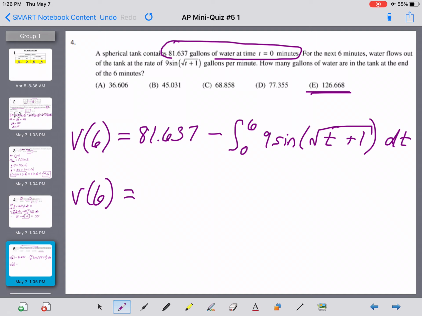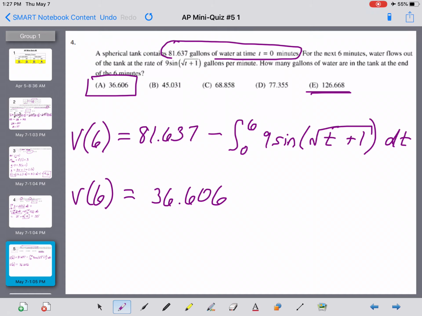I came up with an answer of 36.606. Okay, and that looks like A is the correct answer. Back to when I said that I thought the answer was E, it turns out I went the wrong way with this one right here. Because the function they gave us was the output function, the common mistake would have been for people to forget the 81.637, which actually would have made the answer 81.637 more than the correct answer.